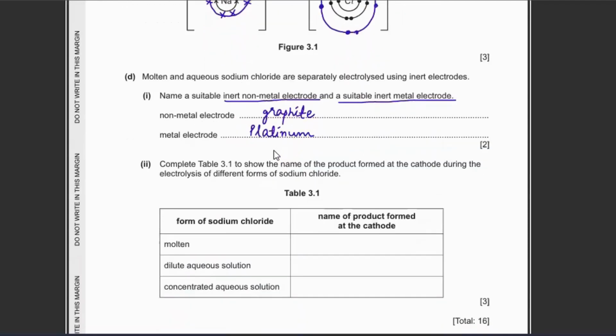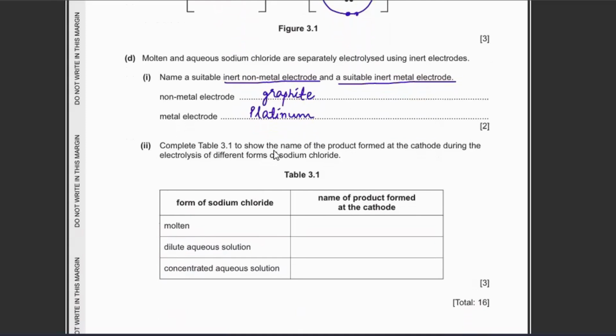Next we have to complete table 3.1 to show the name of the product formed at the cathode. So you have to find the product at the cathode. When you have molten sodium chloride, the cathode product will be sodium only because there is no other ion present. In dilute aqueous solution, we have to check the reactivity series, and hydrogen comes below sodium in the reactivity series. So that's why hydrogen is formed at the cathode. In concentrated solution, we just have to check the reactivity series. Again, hydrogen will be formed at the cathode.